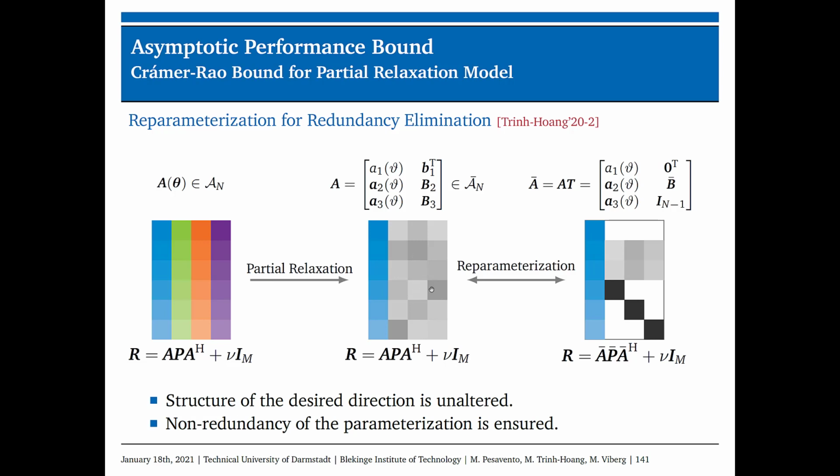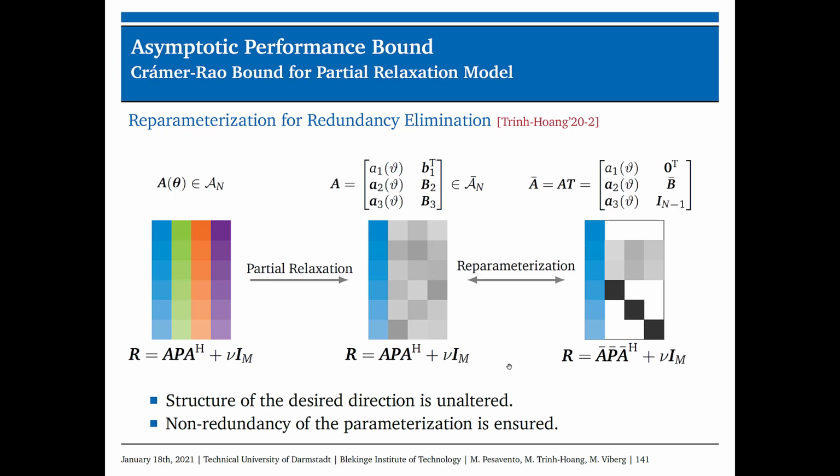It is easy to see that the parameterization that we use in the derivation of the partial relaxation algorithms, that is the model of the unstructured interference, this parameterization is highly redundant as the number of parameters largely exceeds the number of equations in this covariance model. So if we count the number of equations over here.